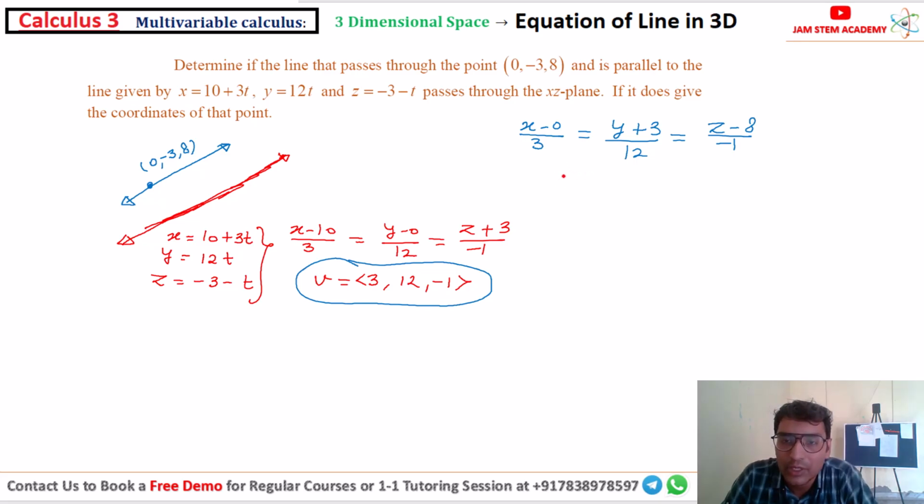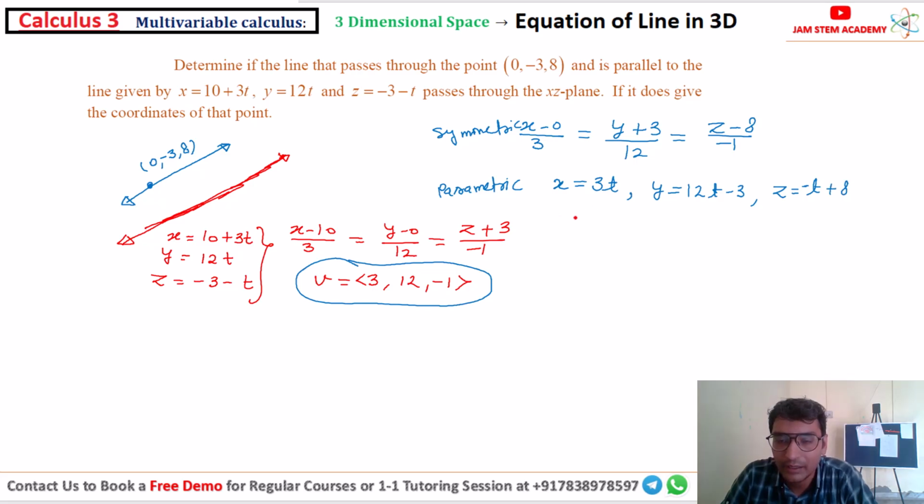I can also convert it from the symmetric form into the parametric form. It is symmetric; now I'm converting it into parametric. What is the parametric form? x equals 3t, y equals 12t minus 3, and z equals minus t plus 8.